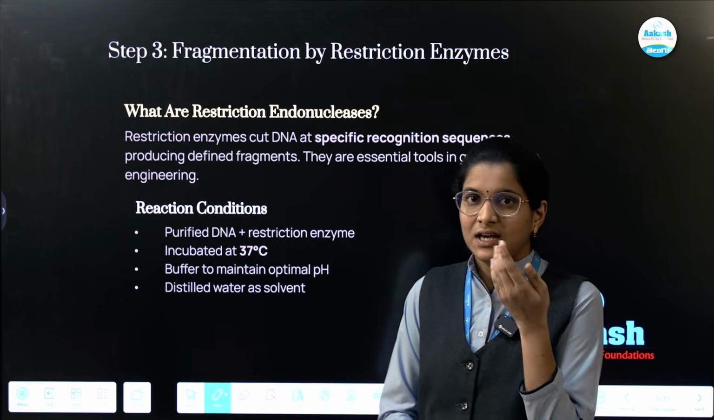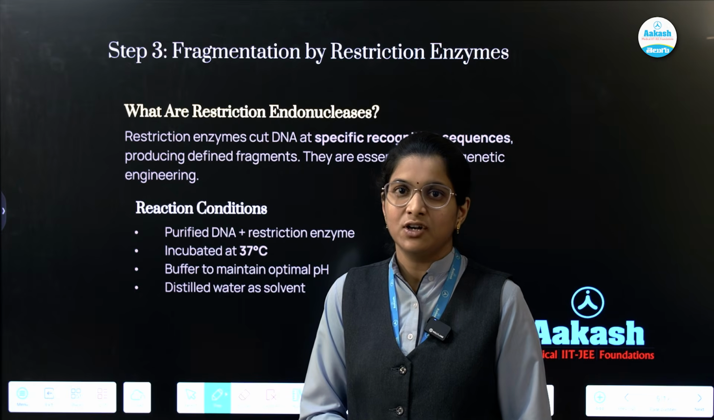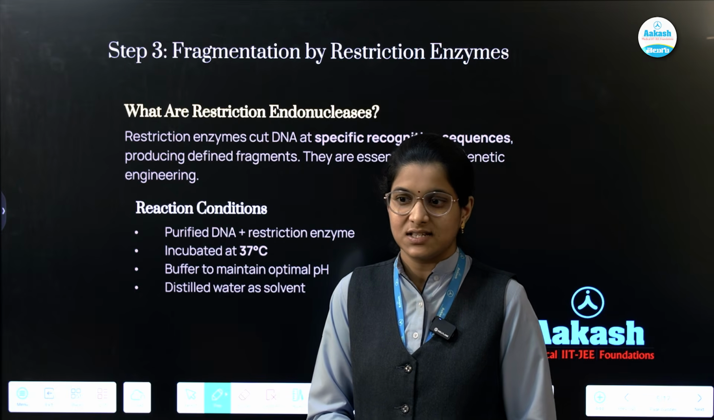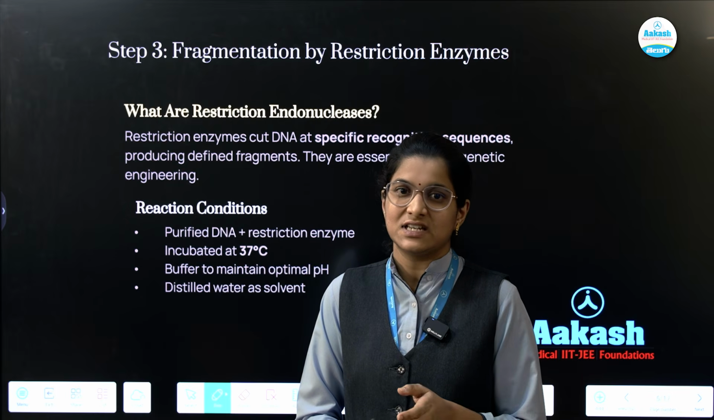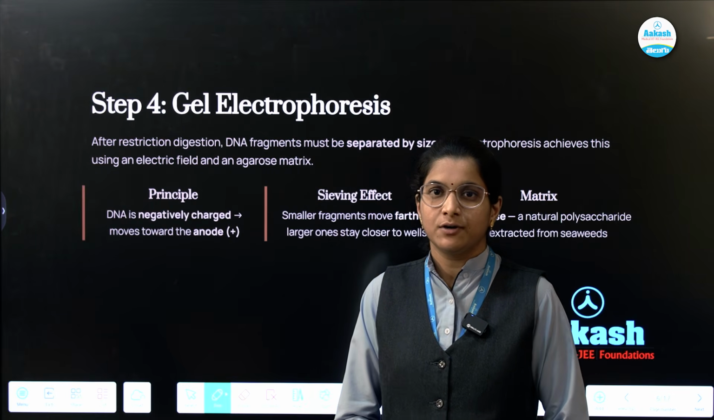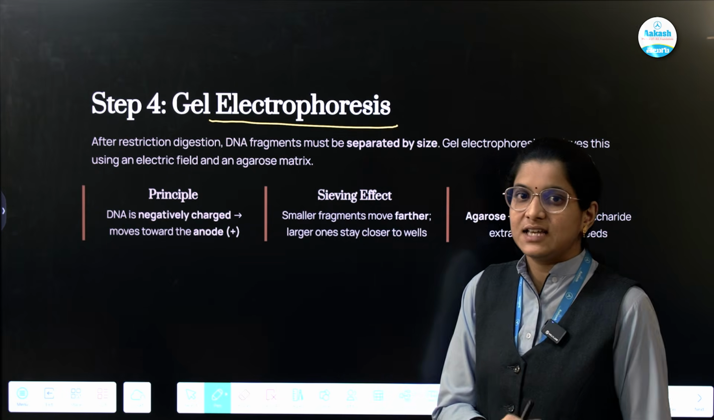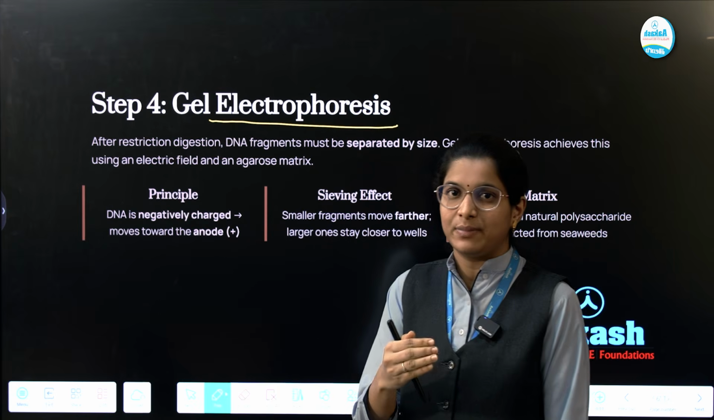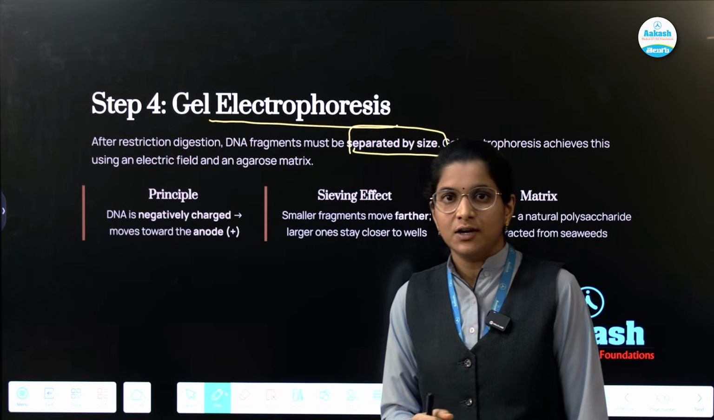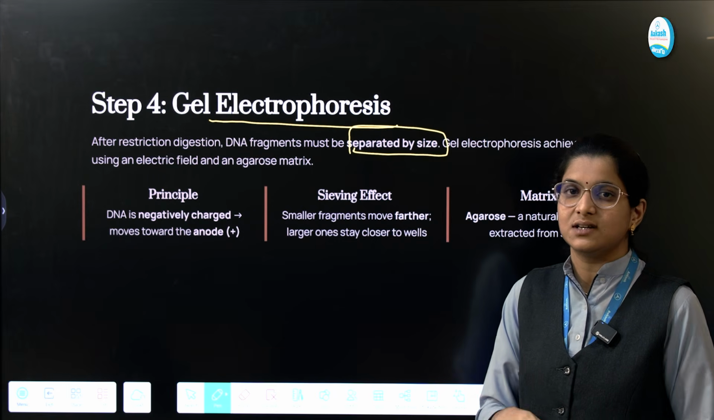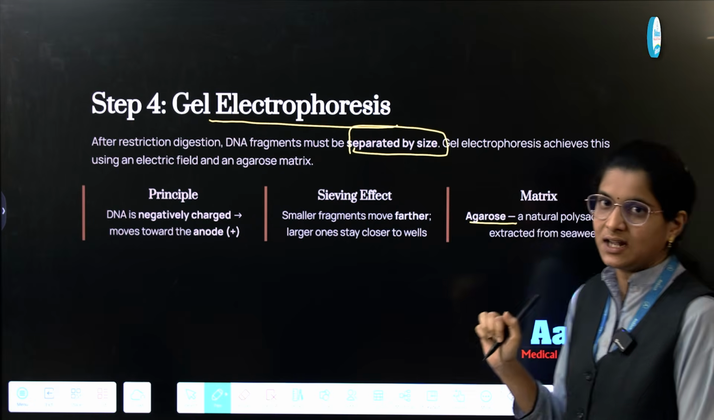So, we need to take a reaction tube, add DNA, add restriction enzymes and buffer to maintain the pH and distilled water as the solvent, and we need to incubate it at 37 degrees for the action of restriction enzyme to be done. To check the progression of restriction enzyme digestion, we perform gel electrophoresis. Gel electrophoresis is a technique where we separate the DNA fragments based on their size. Now, the most commonly used matrix is agarose. Agarose is a polymer which is obtained from a seaweed, so we call it as agarose gel electrophoresis.